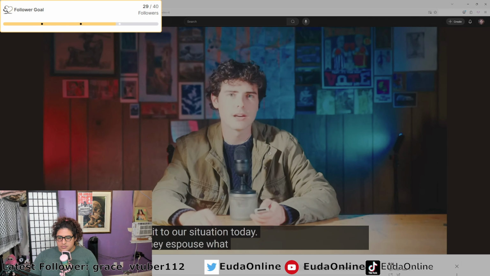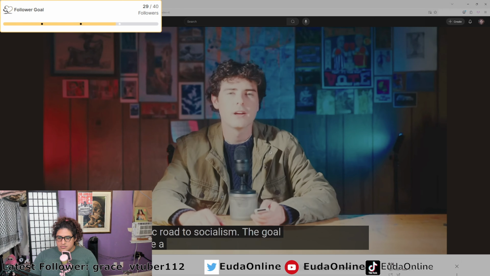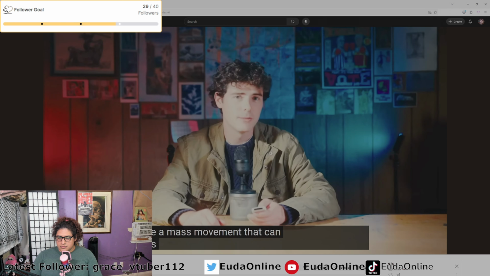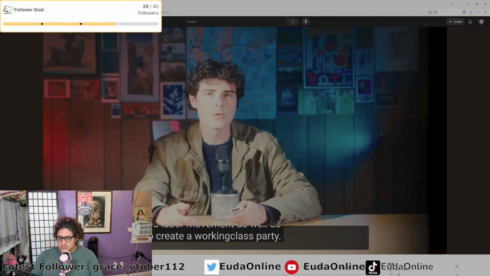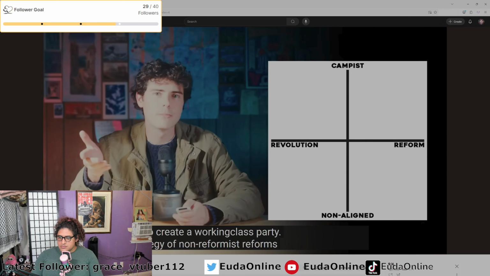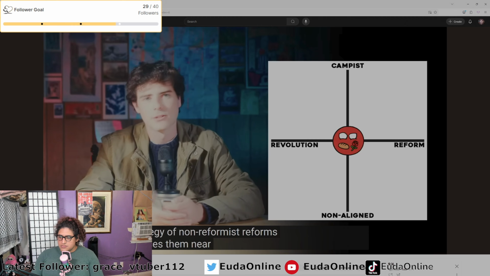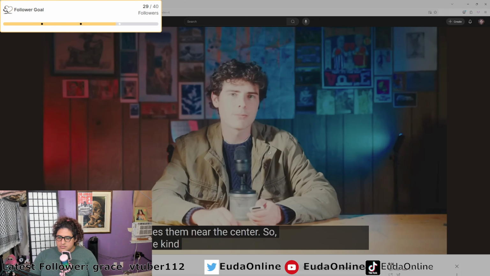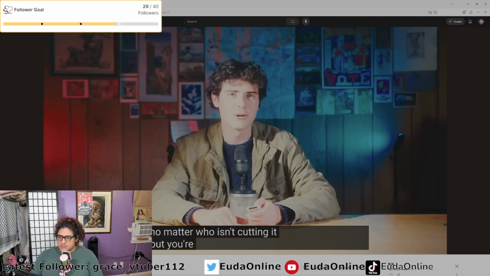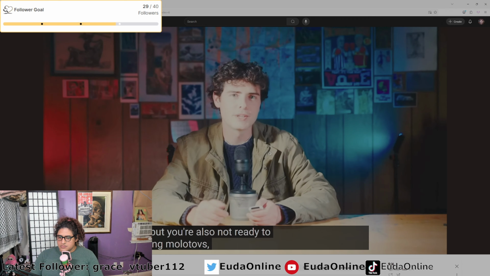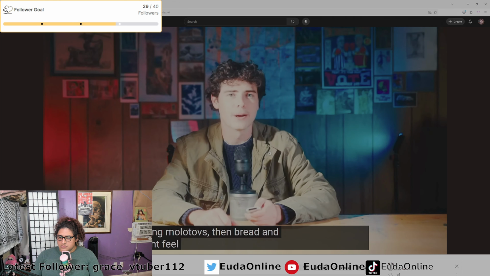Instead, they espouse what they call the democratic road to socialism. The goal is to create a mass movement that can force elites to make concessions and eventually remove them from power by rebuilding a labor movement as well as working to create a working class party. This strategy of non-reformist reforms, again, places them near the center. So if you're the kind of person who thinks vote blue no matter who isn't cutting it anymore, but you're also not ready to start making Molotovs, then Bread and Roses might feel like home.